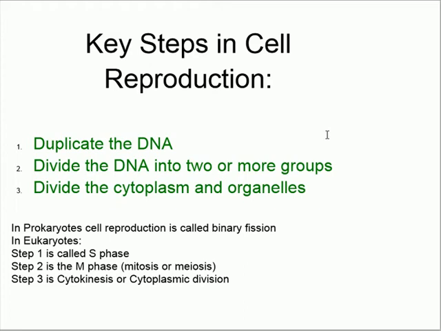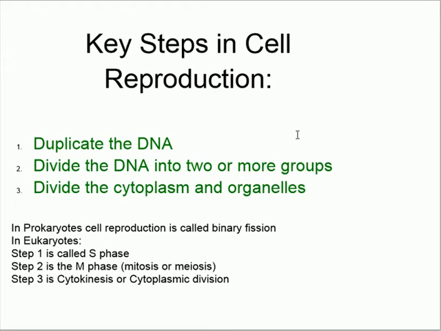In prokaryotes, cell reproduction is called binary fission. But in eukaryotes, step one is called the S phase, which is part of what's called interphase. Step two is the M phase, and that is either mitosis or meiosis, depending on the types of cells that the organism needs to make. Step three is called cytokinesis or cytoplasmic division.